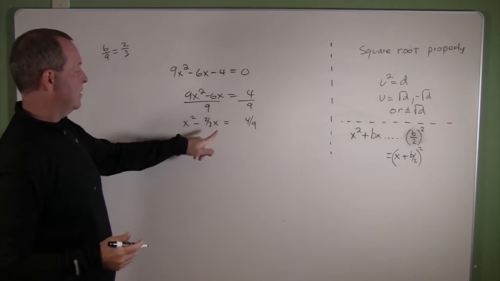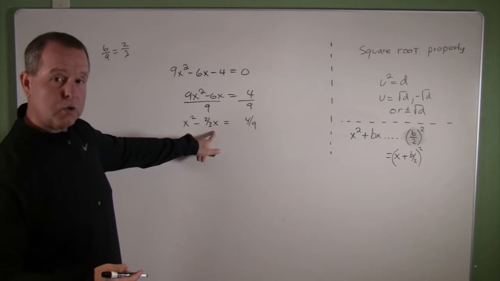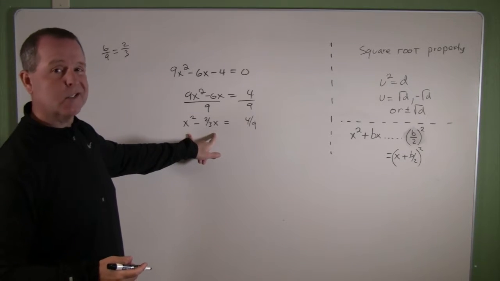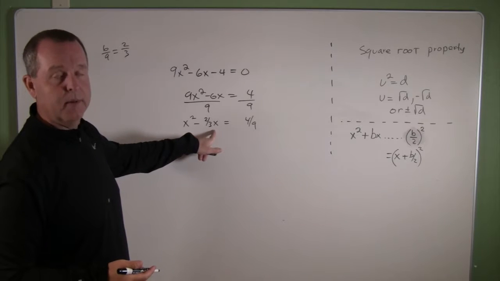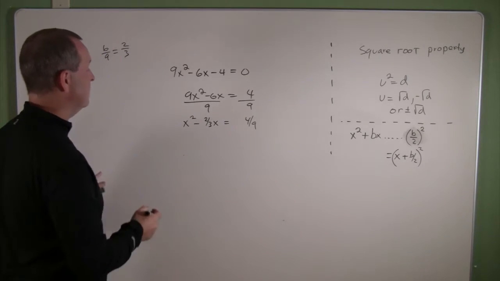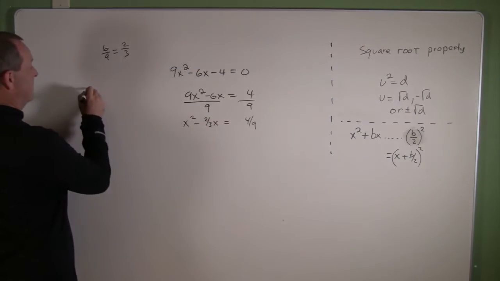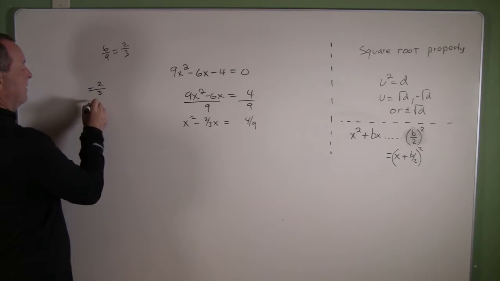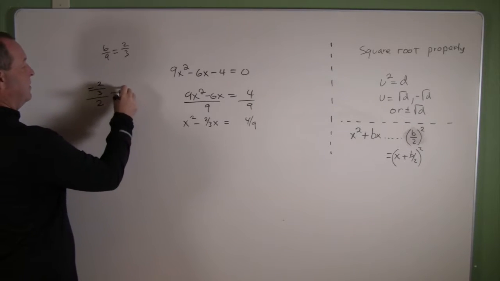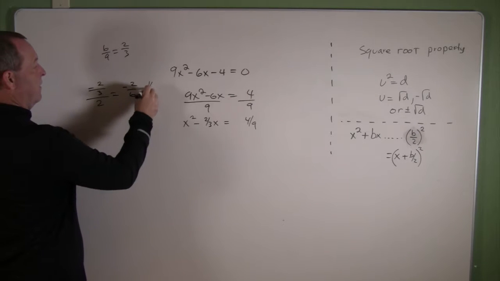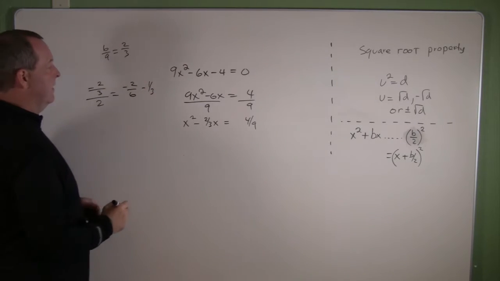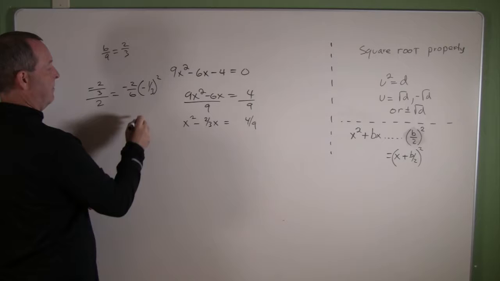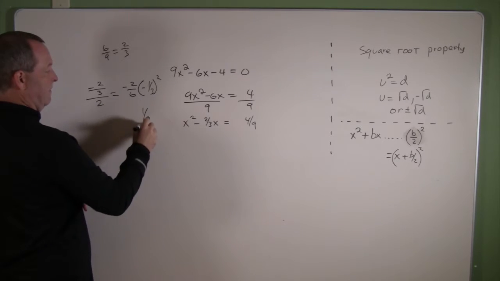Okay, what's the number that turns this partial trinomial into a perfect square? Well, actually, it is a trinomial, but into a perfect square trinomial? Well, I need to take this middle term, minus 2/3, divide by 2. That produces a negative 2/6, or negative 1/3, and then square that, and that produces a positive 1/9.